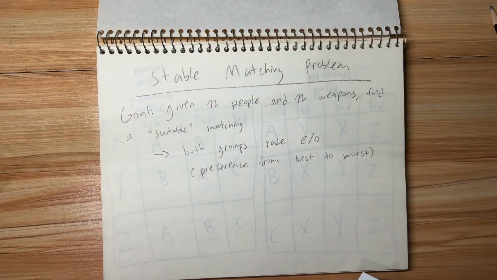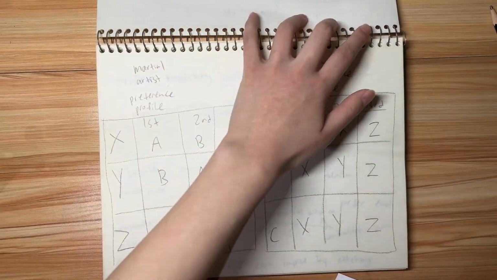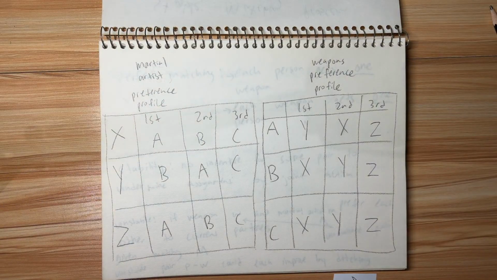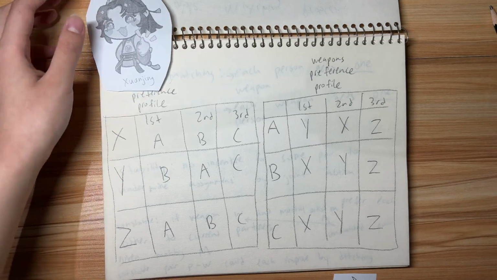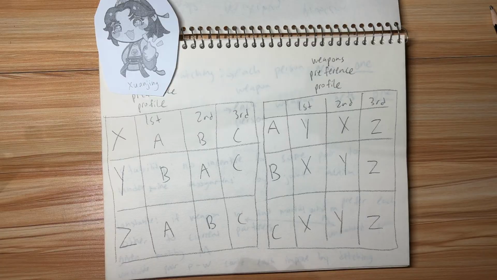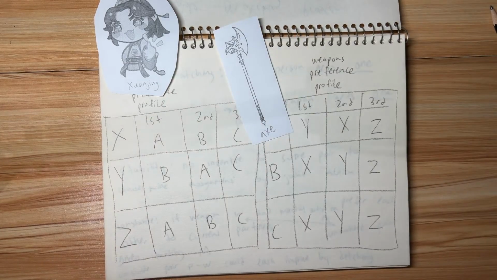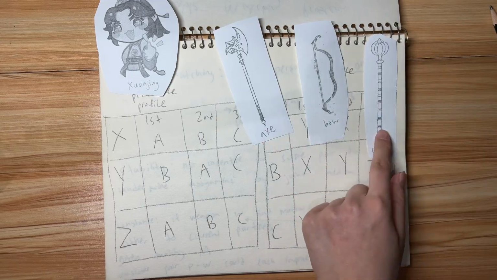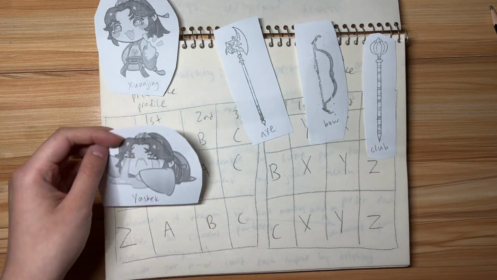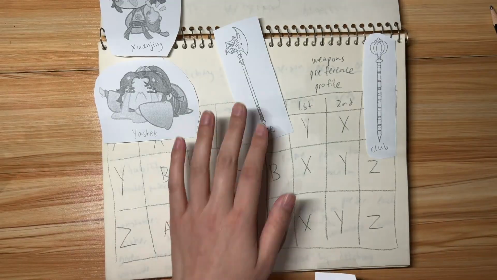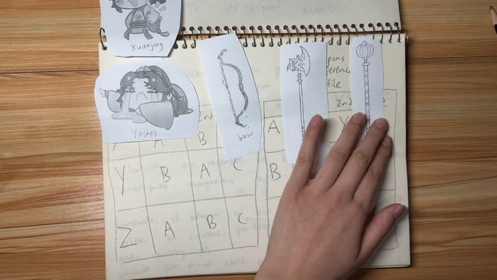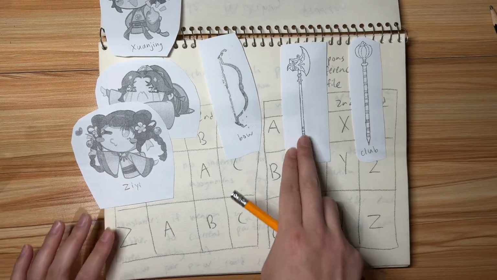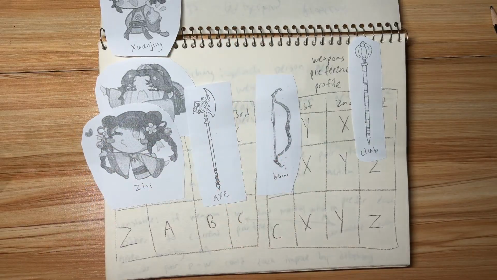Alright, so given this setup, let's say this is the preference of each group. For example, given our guy X right here, his first preference, which weapon he wants the most, is the axe. In second place, he wants to wield the bow. And he really does not want to wield the club. Similarly, for Y, he really wants to wield the bow, and he's okay with wielding the axe. And he does not want to wield the club. And lastly, for Z, she wants to wield the axe. She's okay with wielding the bow, and she does not want to wield the club.